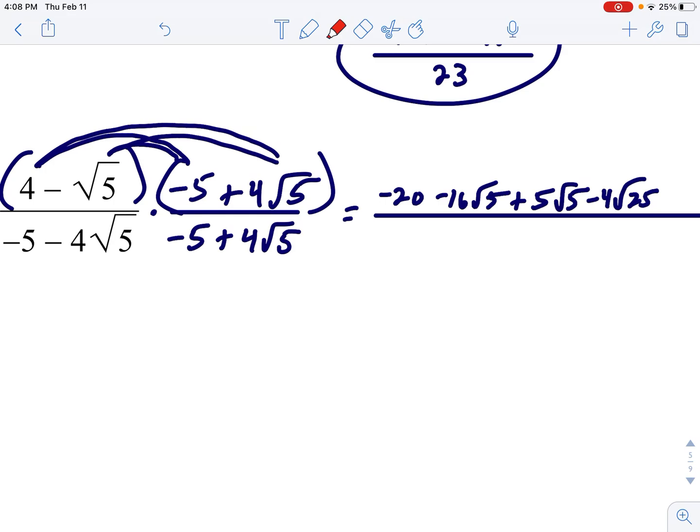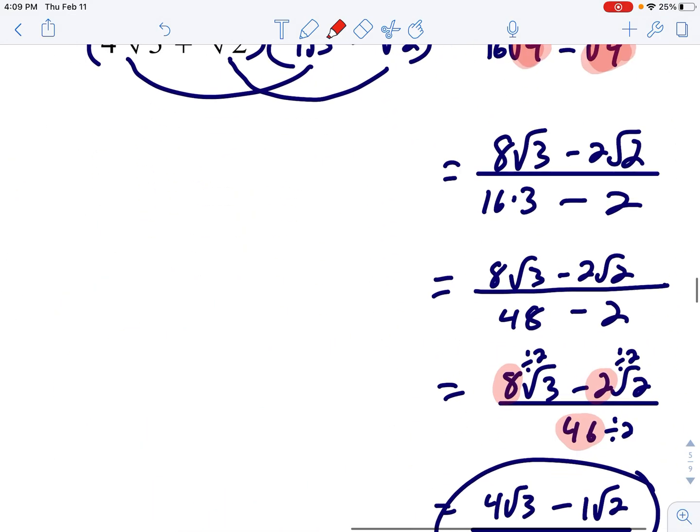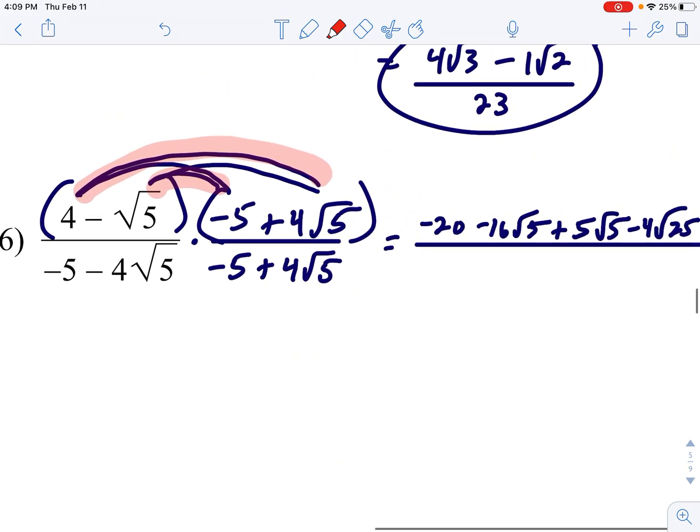Now, you might be asking, why did I do the outside and inside when I didn't do that up here? It's only the conjugates where those cancel. These are not conjugates of each other. So you have to do all the steps there, the whole FOIL process.